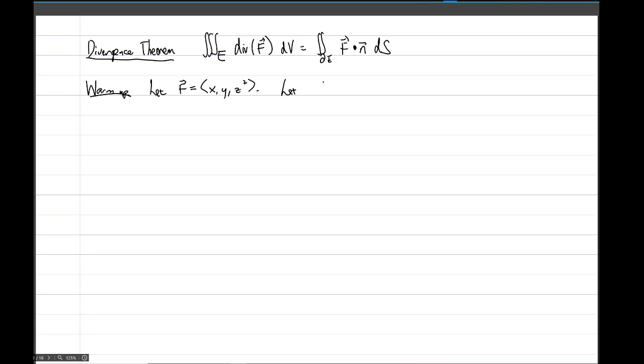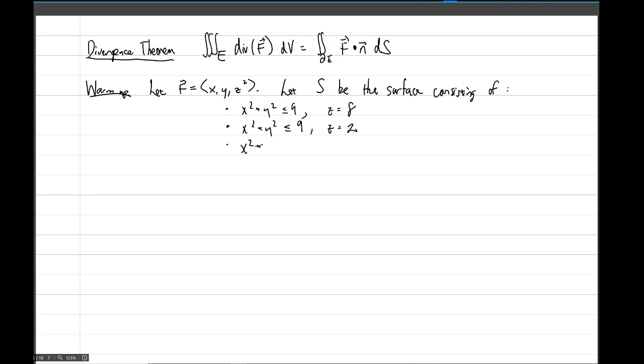Let S be the surface consisting of the following three pieces. So first off, there's x squared plus y squared less than or equal to 9, but only when z is equal to 8. There's also x squared plus y squared less than or equal to 9, but only when z is equal to 2. And finally, there's x squared plus y squared equal to 9, but only when z is between 2 and 8.